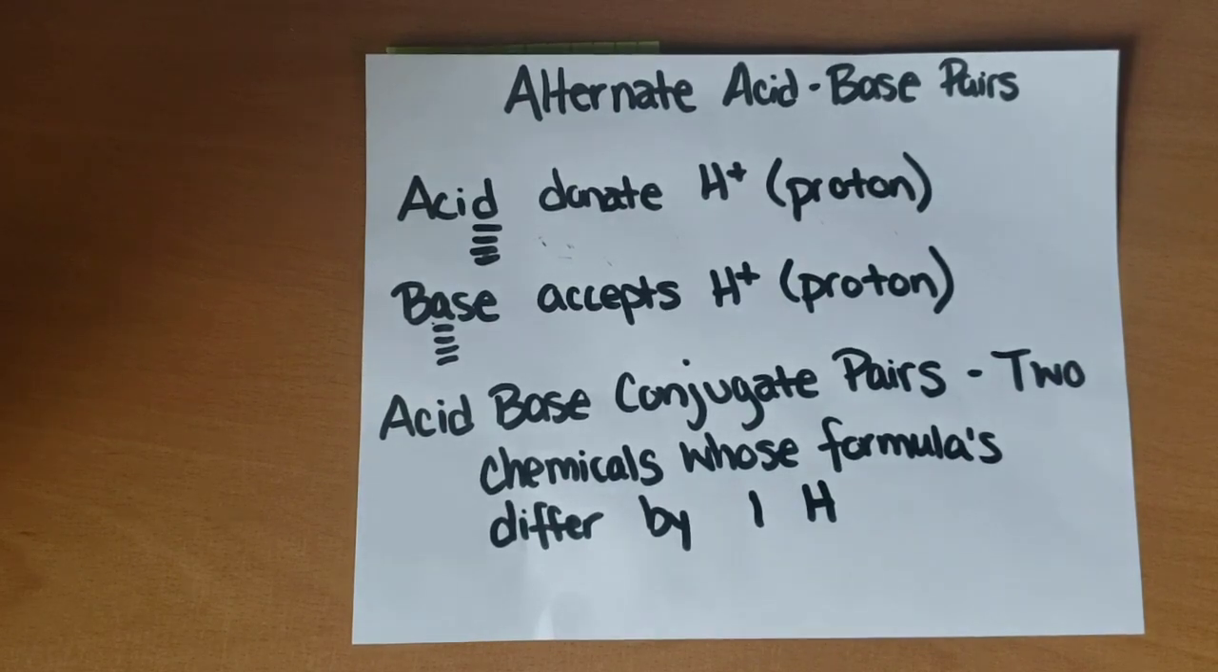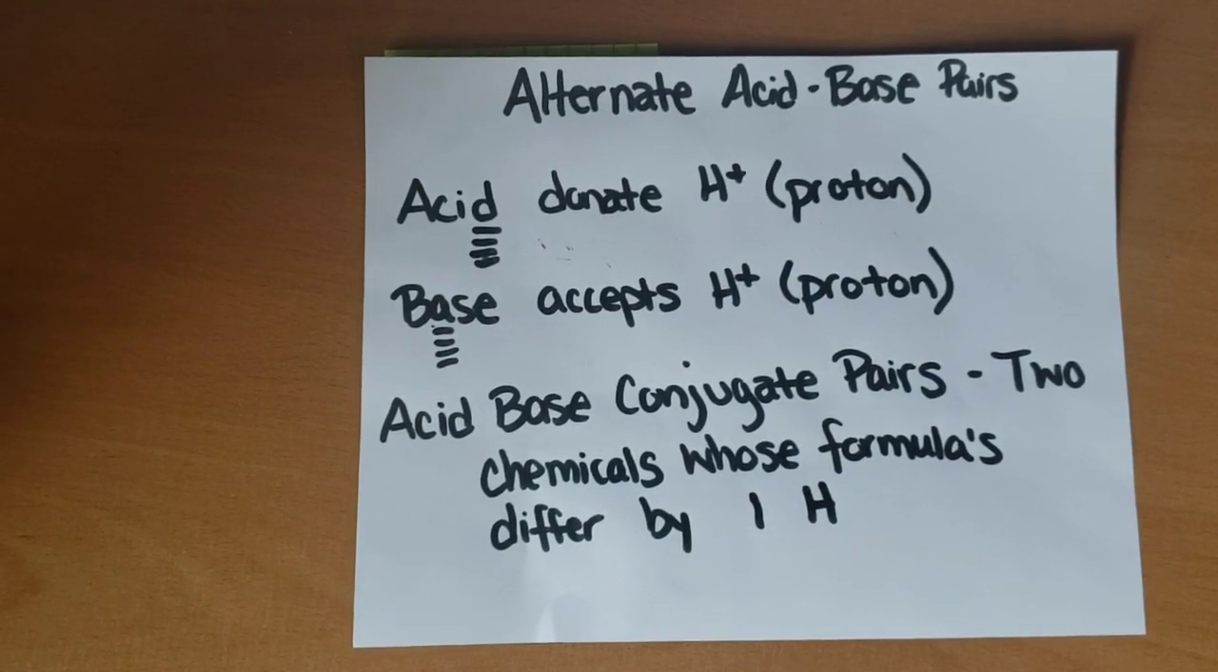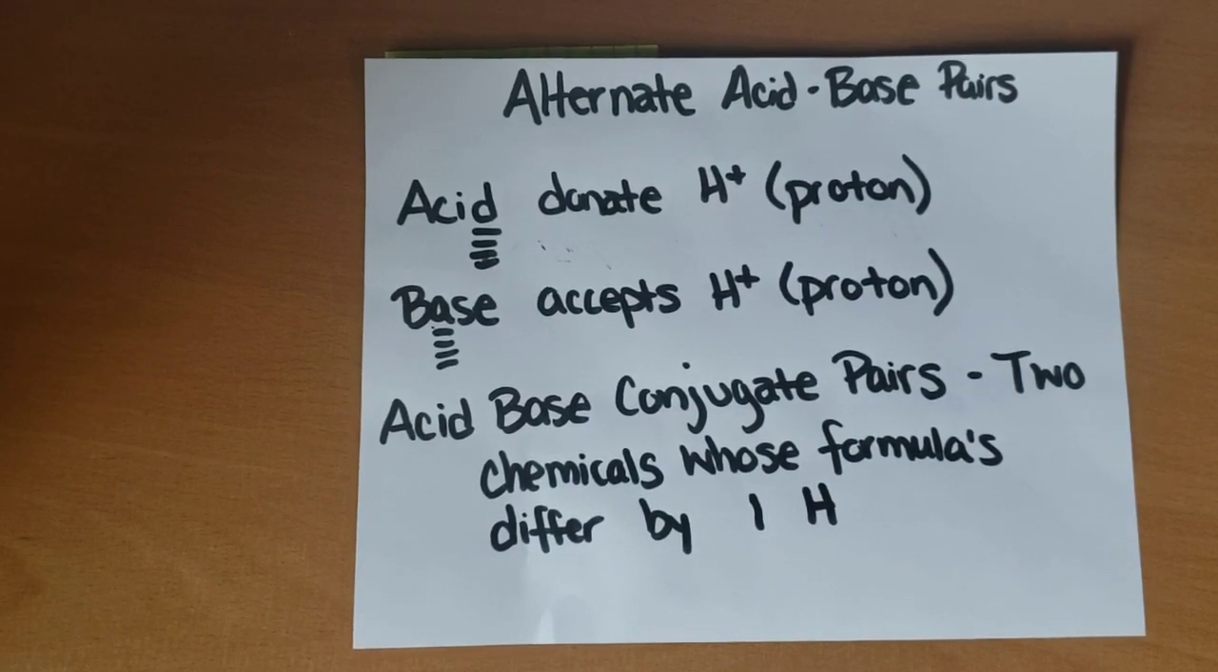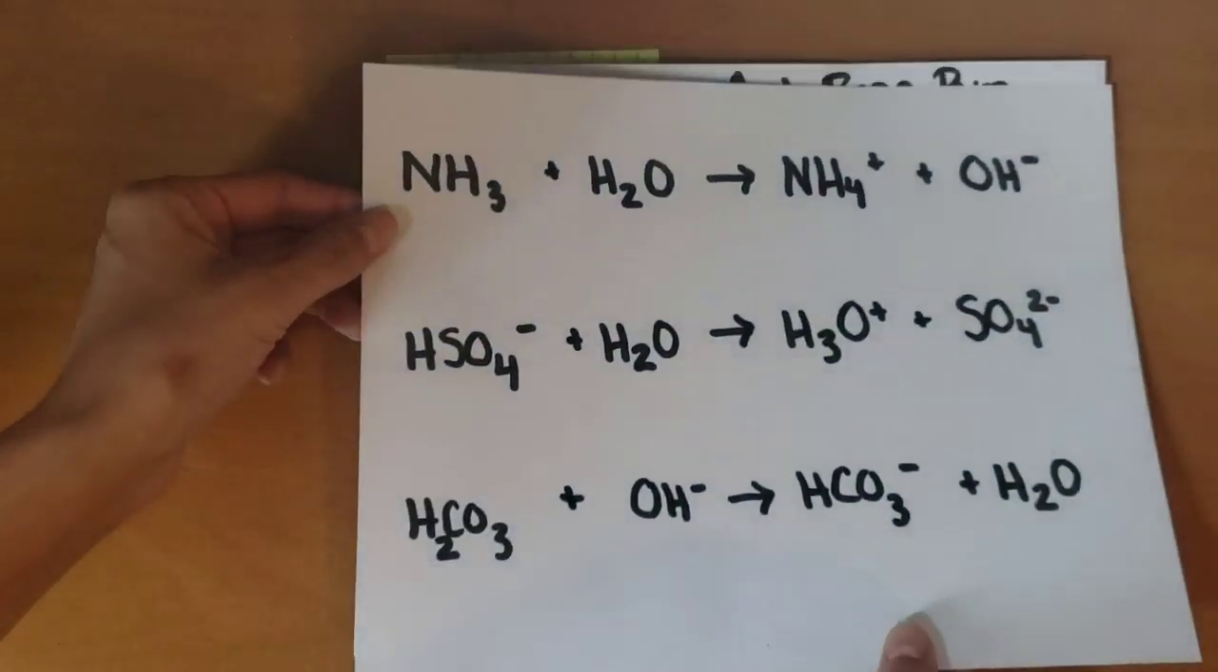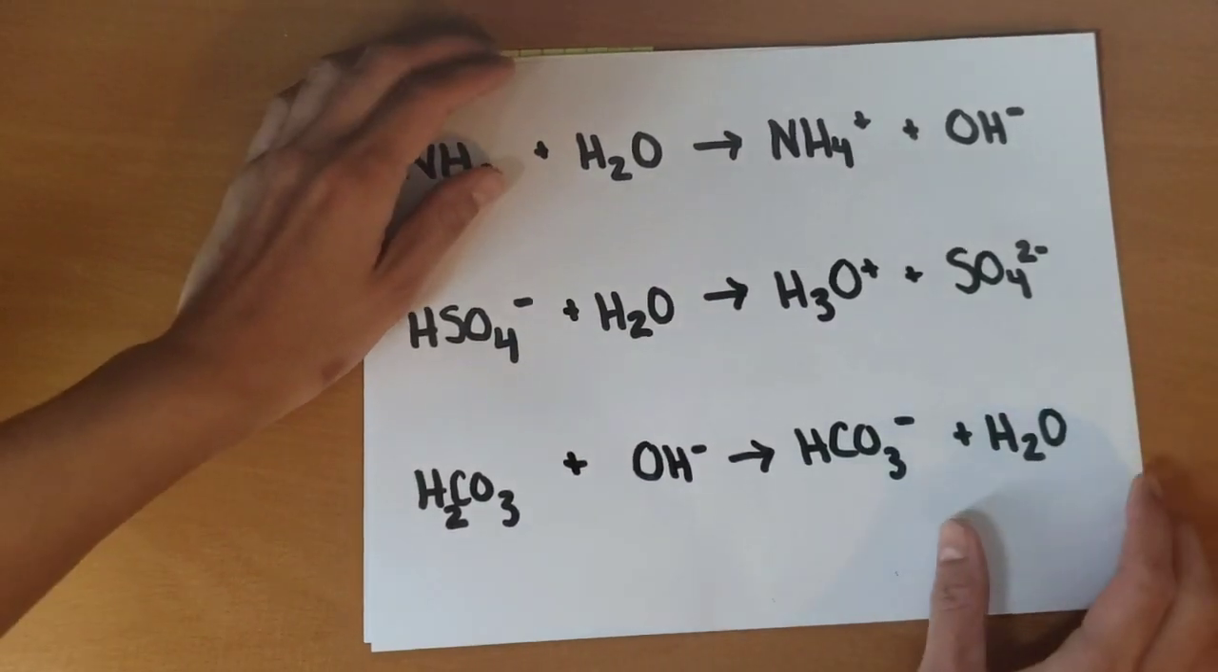How about acid-base conjugate pairs? Well, acid-base conjugate pairs are two chemicals, and they're identical, except their formulas are different because the acids will have one more H than the bases. Okay, let's see if we can apply that rule to these questions.